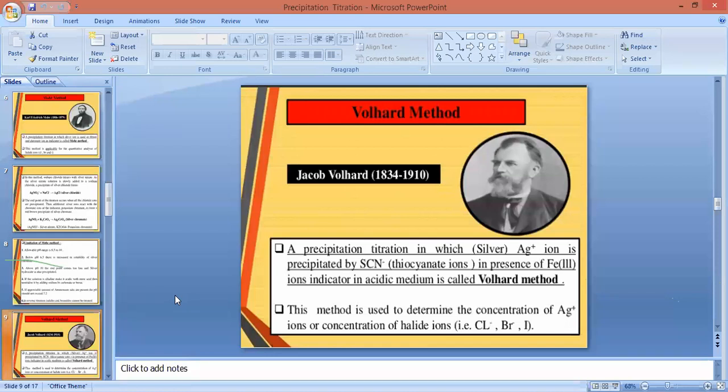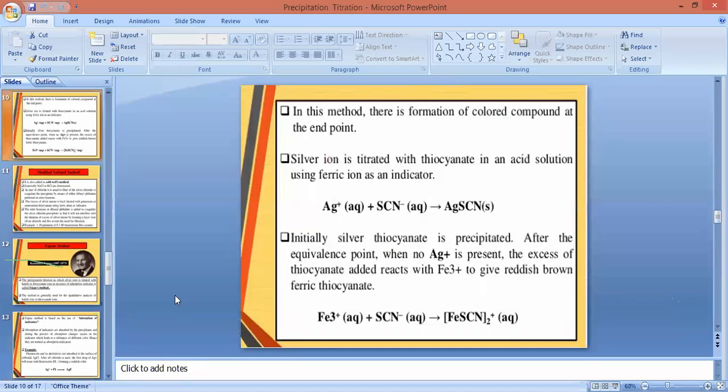And we are going to perform the Volhard's method of analysis in acidic medium. So these are the basic criteria for Volhard's method of precipitation titration. This method is used to determine the concentration of halide, and it is also used to determine the concentration of Ag present in silver nitrate. Next, in this method, there is formation of a colored complex at the end point.